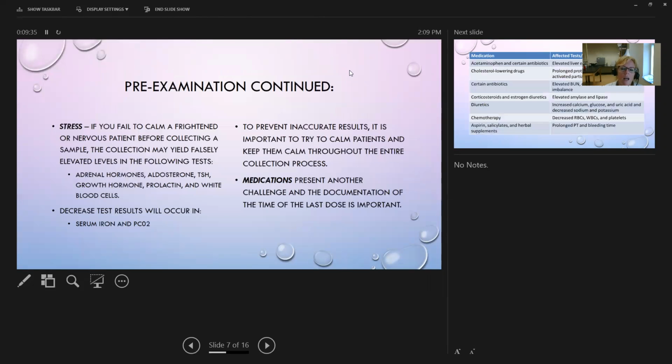So pre-collection variables also include stress. If you have a person who's really frightened or has a needle phobia, hormones such as aldosterone, TSH, and growth hormone can be affected. Sometimes the white blood cells may be falsely increased, and iron and carbon dioxide levels will be falsely decreased.